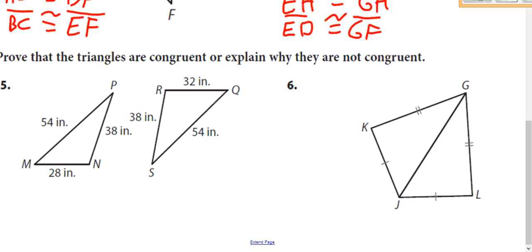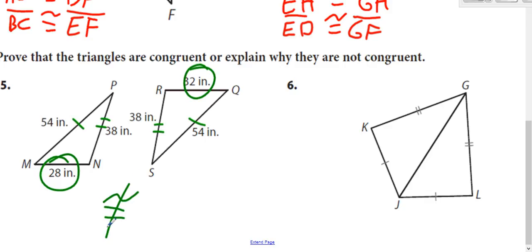So a couple more triangles down here. Prove that they are congruent or explain why they are not. So the 54 matches the 54. The 38 matches the 38. There's a problem. 28 does not match 32, so they are not congruent.